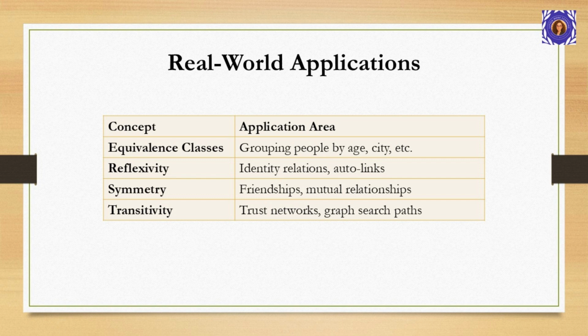Then come reflexive relations, which model identity and self-reference. In social networks, reflexive relations might represent self-awareness or self-referential properties. In computer graphics, reflexive transformations include identity mapping. Then we have symmetric relations, which naturally model mutual relationships. Friendship networks, trade partnerships, and communication links are all naturally symmetric.